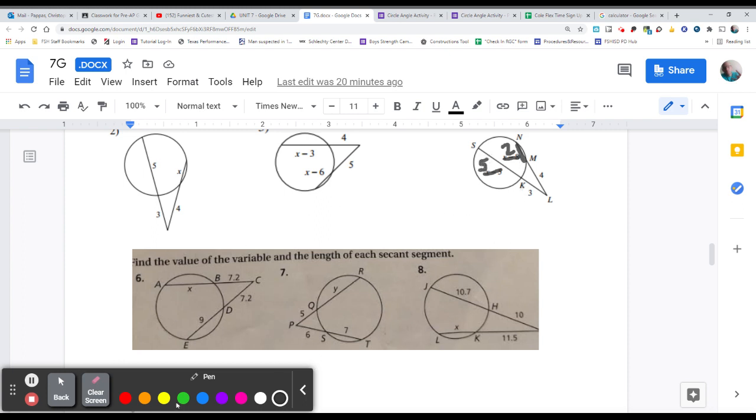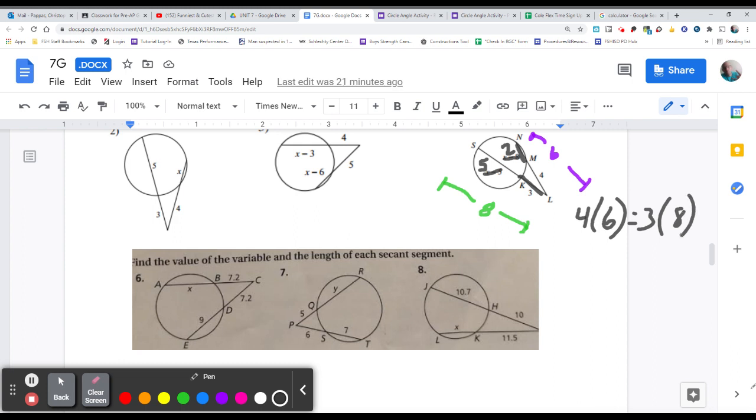Okay. Now, what that means is that this whole thing is going to have a length of 6, because it's 4 plus 2. And this whole thing here is going to have a length of 8. Okay, it's 3 plus 5. Now, again, the rule is outside times whole equals outside times whole. So here, the outside is 4. The whole thing is 6. And on this other one, the part that's outside the circle is 3. The length of the whole thing is 8.